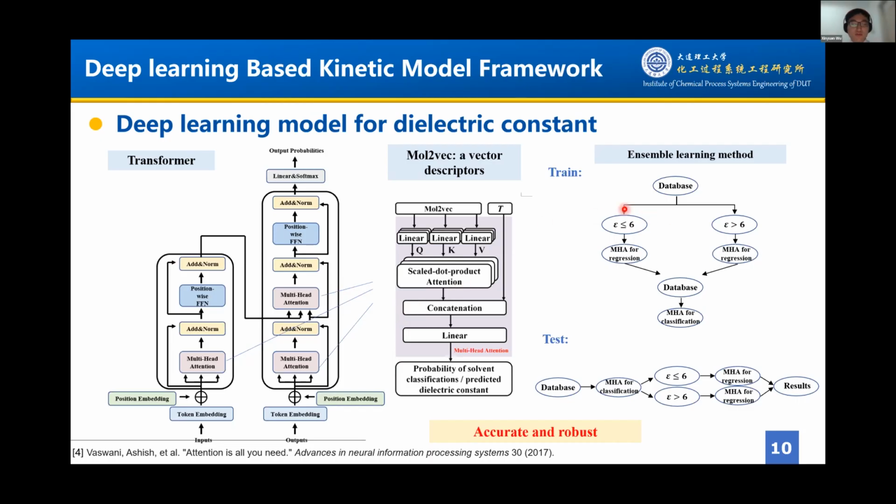The ensemble learning method, to be specific, is a method where we train two kinds of models and use a classification model to decide which kind of model is better for different data sets. And the multi-vector descriptor is a text-based descriptor. Different from other descriptors, such as the SMILES string, it is more interpretable. That's to say, it can represent the similarity of different segments. With these different machine learning methods, we can make our results accurate and robust.